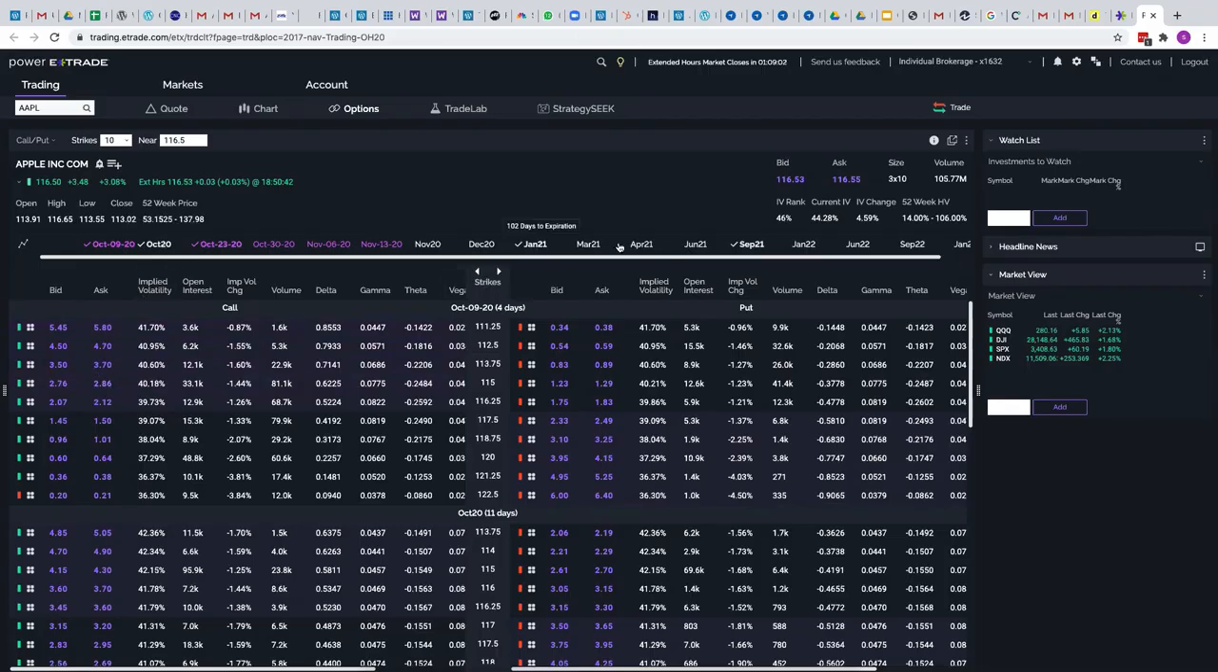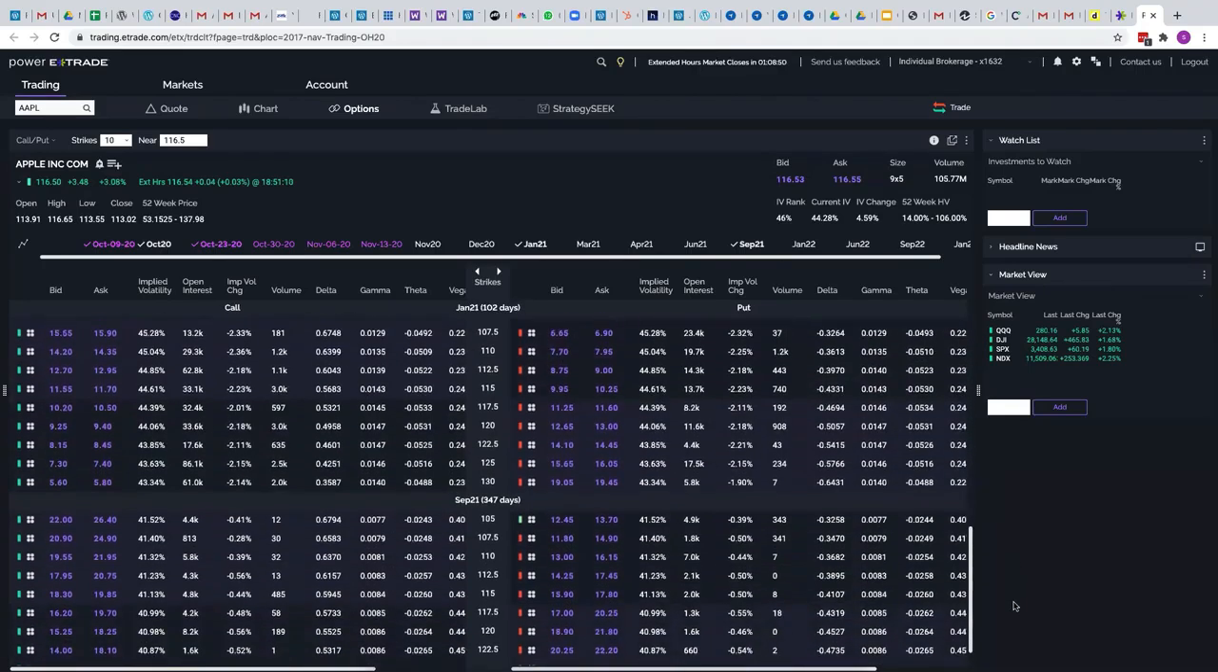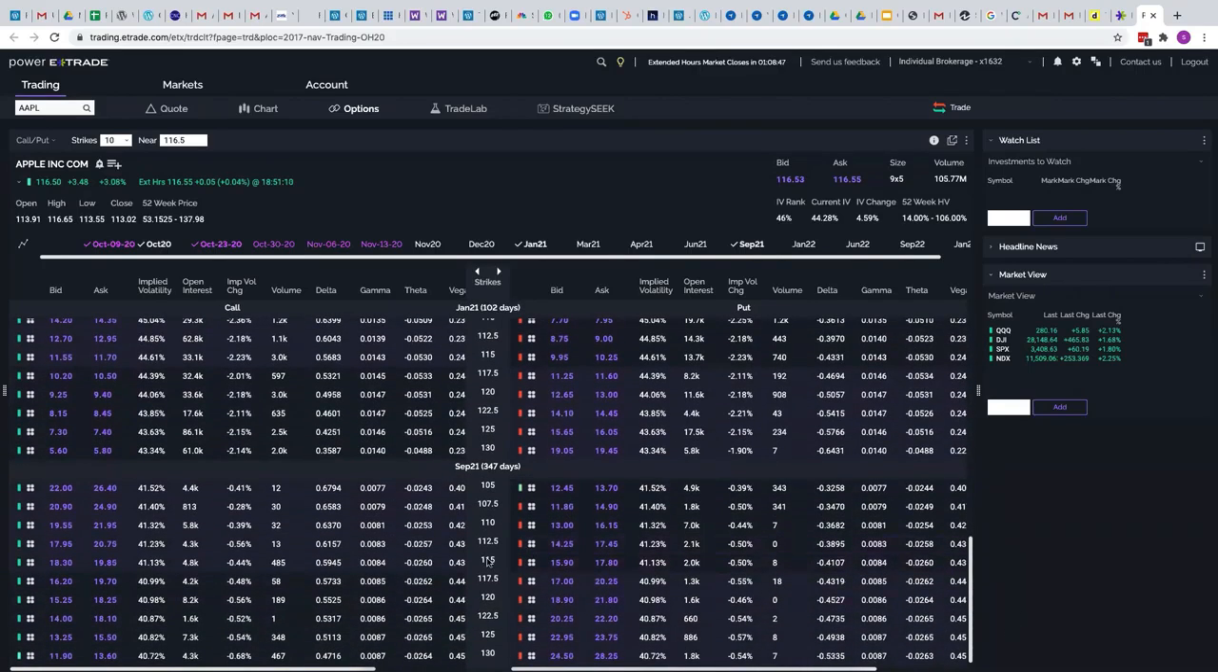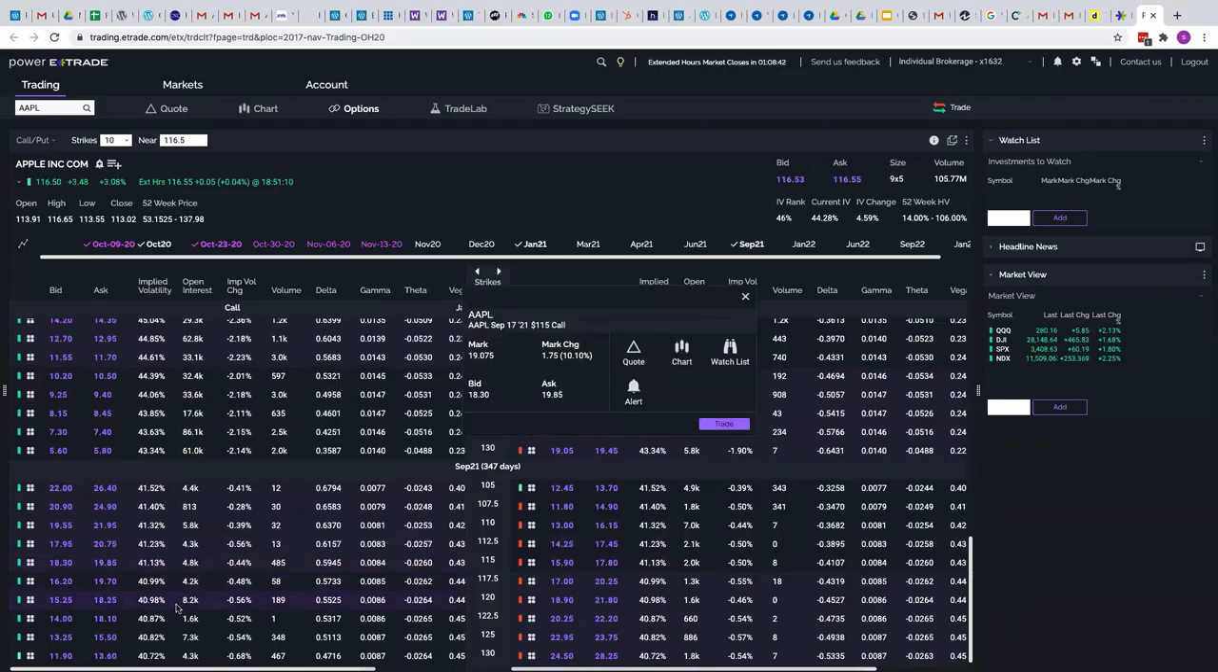Forget even this. Let's go deep into the long-term options. Let's say you're taking Jan 21, which is like next year, or even take one year from now, which is September 21st. If I go for September 21st, what will happen? The 115 call is only 19.85. So if you buy one option, you'll be spending only $1,970, which is much cheaper than buying the stock.